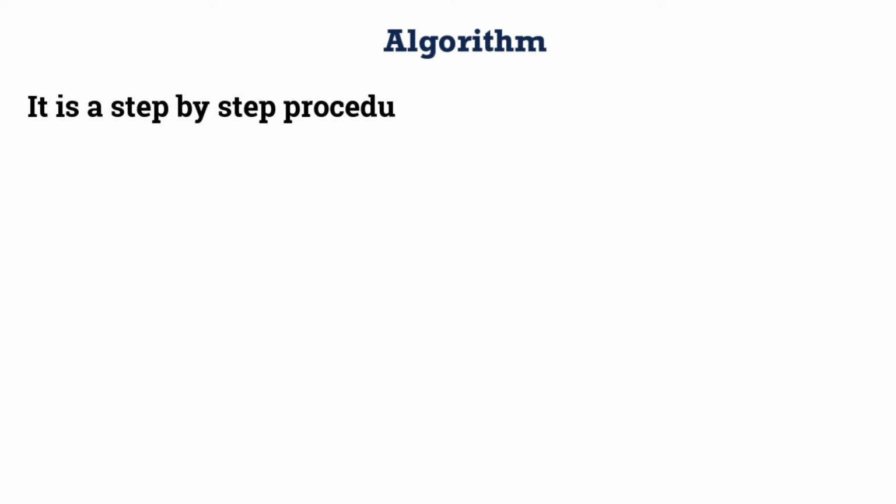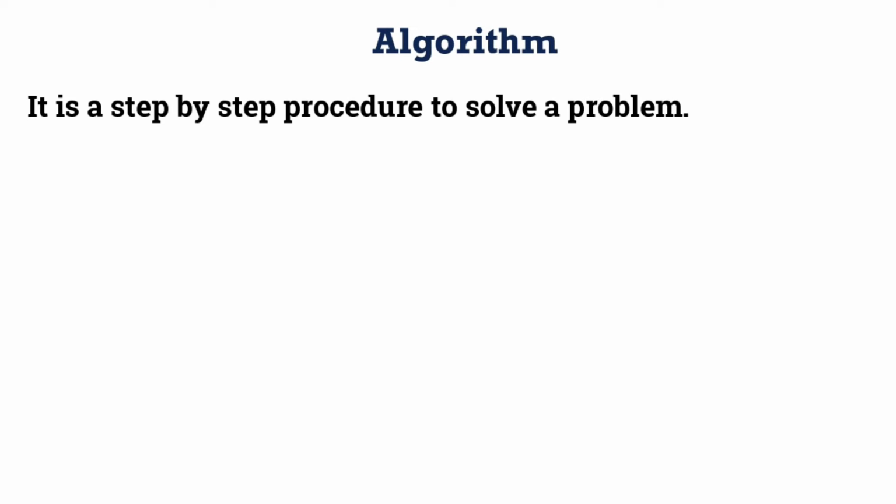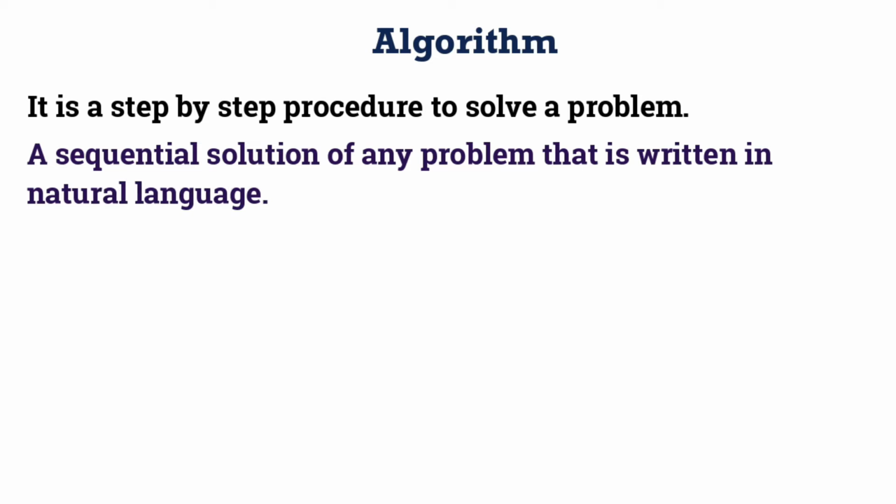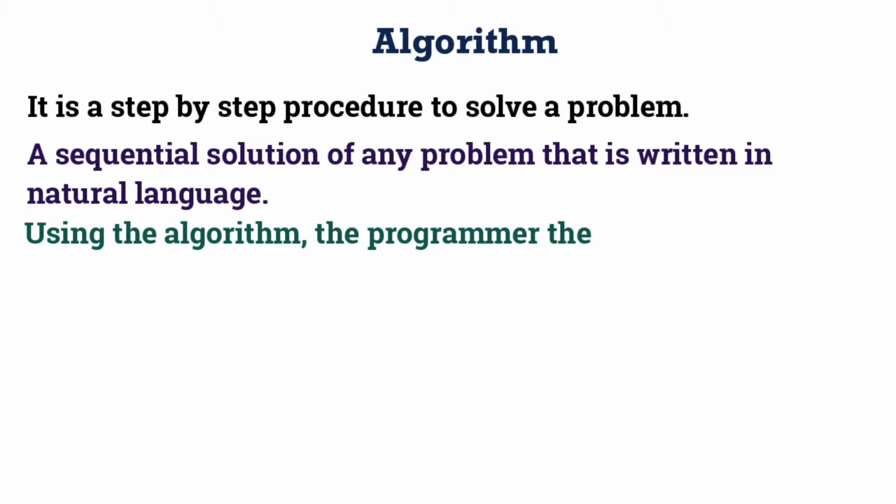So in this video we'll see algorithm and flowchart. An algorithm is a step-by-step procedure to solve a given problem. A sequential solution of any problem that is written in natural language. Using the algorithm, the programmer then writes the actual program.